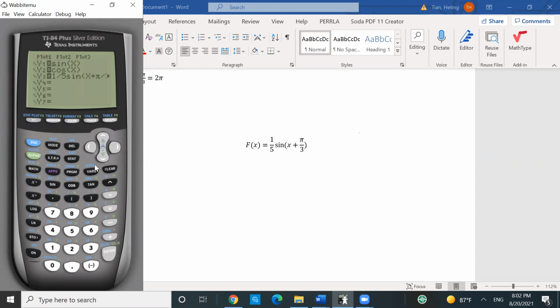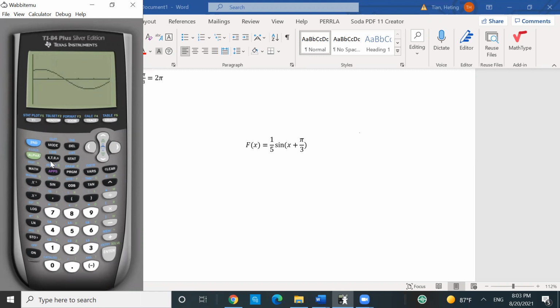Okay, I'd like to change my graph. So I clear the graph here. I clear the second one. I only leave the third one. So graph it. Oh, this one is much better. It's very clear to see. Let's check the graph again. That's 1/5 times sine of x plus pi over 3. So this graph is much clearer to see.